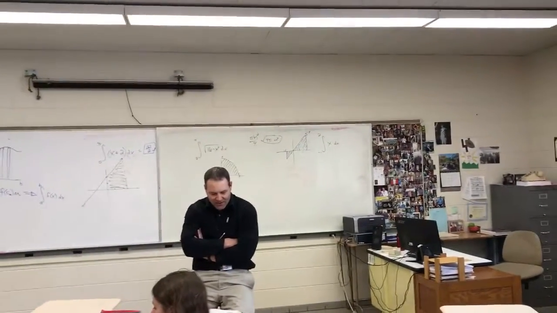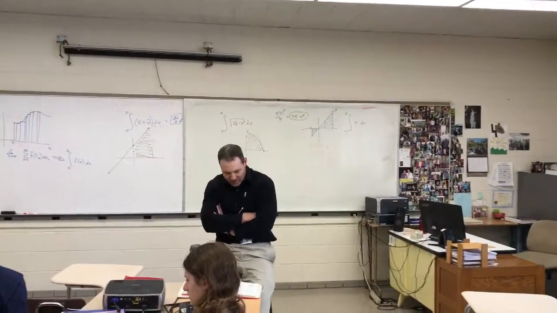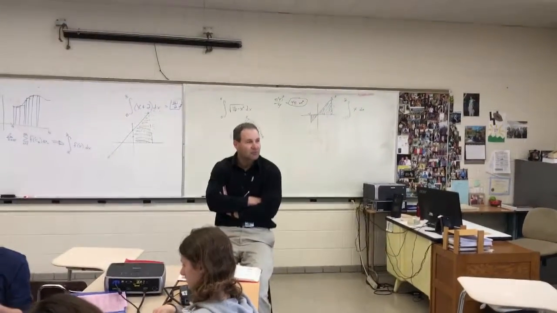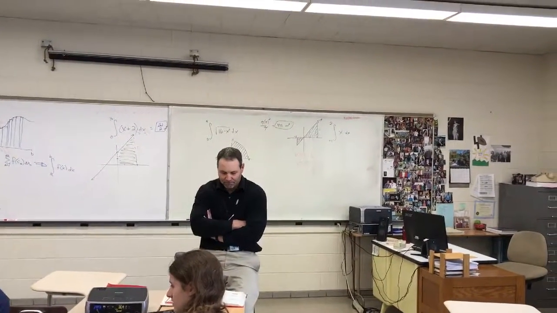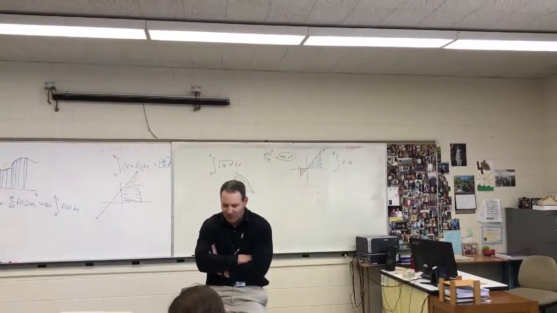Number 2 is 0. Number 3 is 1, correct. Number 4 is 2 pi plus 2. Everybody get that? Good job. So, Wilson, you want to do that one on the board?